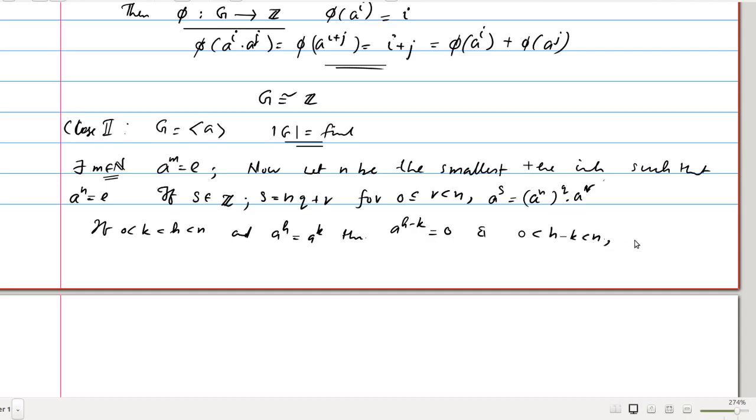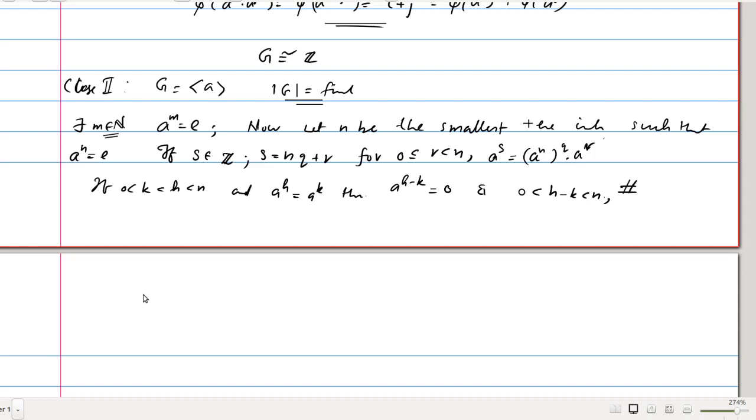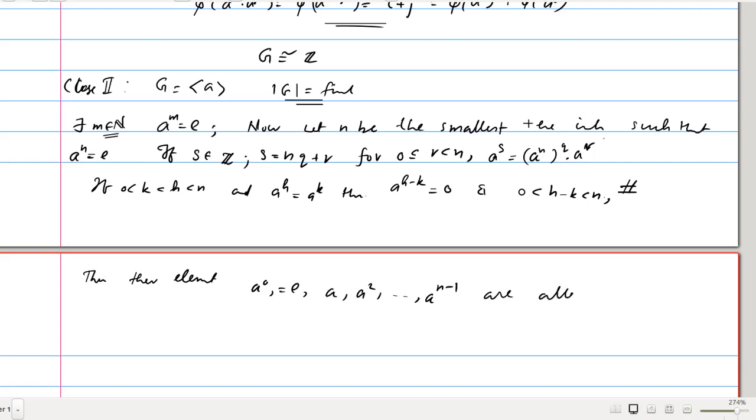Okay, so this is a contradiction, because we have chosen this N as the smallest such integer. This has already been discussed in previous classes. Thus the elements A raised to 0, that is equal to E, A raised to 1, A raised to 2, all the way up to A raised to N minus 1 are all distinct, and the other elements are the same as one of these elements.